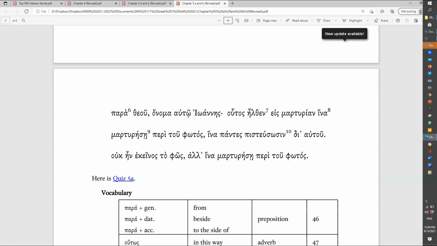He was not the light. Oh, though, it's not "he," though. Oh, this man was not the light. It's not this man. That man. That man was not the light, but in order that he may testify concerning the light. That's it. We could do this, can't we?